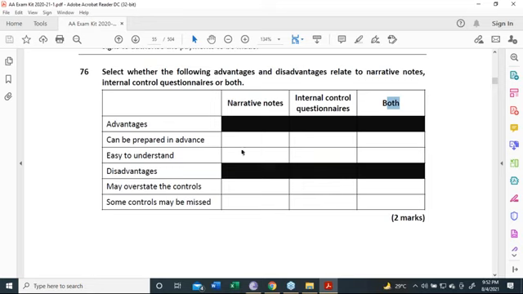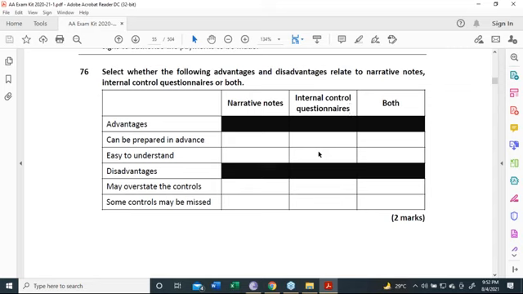Disadvantages. May overstate the controls. This disadvantage applies to internal control questionnaires. What happens if there is a control not fully implemented by the client? The client might tick it. The client might say, yeah, we apply more or less something like that. So they're going to tick it. As a result, the control systems will be overstated. So may overstate the controls.